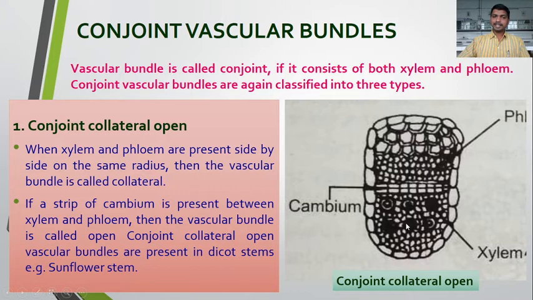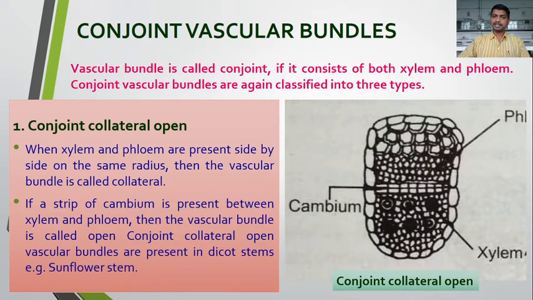And if a strip of cambium is present between phloem and xylem, then the vascular bundle is called open. Conjoined collateral vascular bundles are present in the dicot stem, for example sunflower stem. So dicot has been characterized by the presence of conjoined collateral open type of vascular bundles. Okay, why is it open?